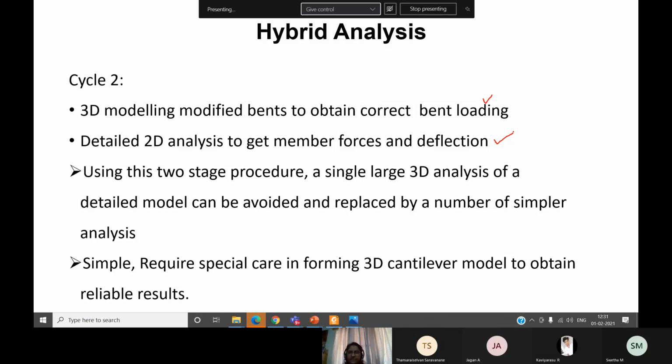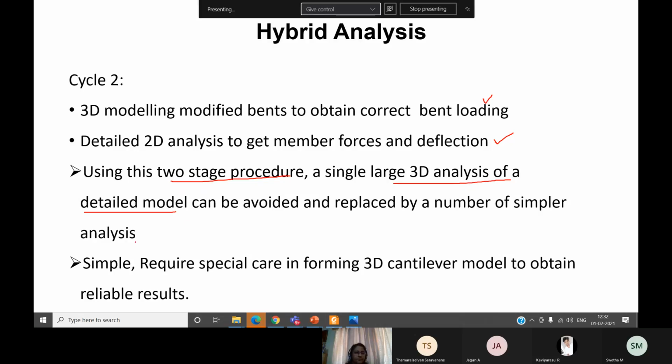A preliminary analysis as well as a detailed analysis. So this becomes a hybrid approach, and this will make the analysis simple. Using this 2-stage procedure, a single large 3D analysis of a detailed model can be avoided and replaced by a number of simpler analyses. Instead of analyzing a huge structure with a detailed model as a complicated structure, you can split that analysis into a number of simpler analyses.